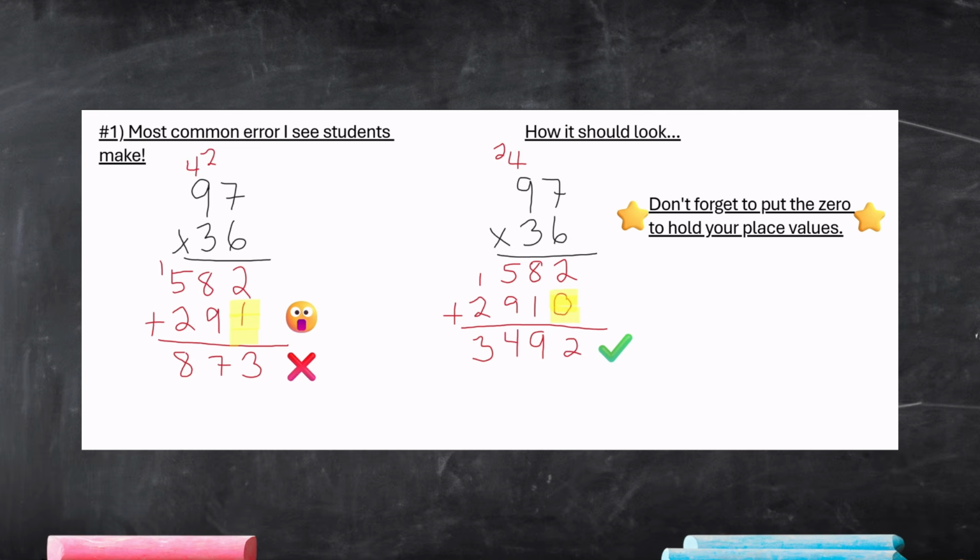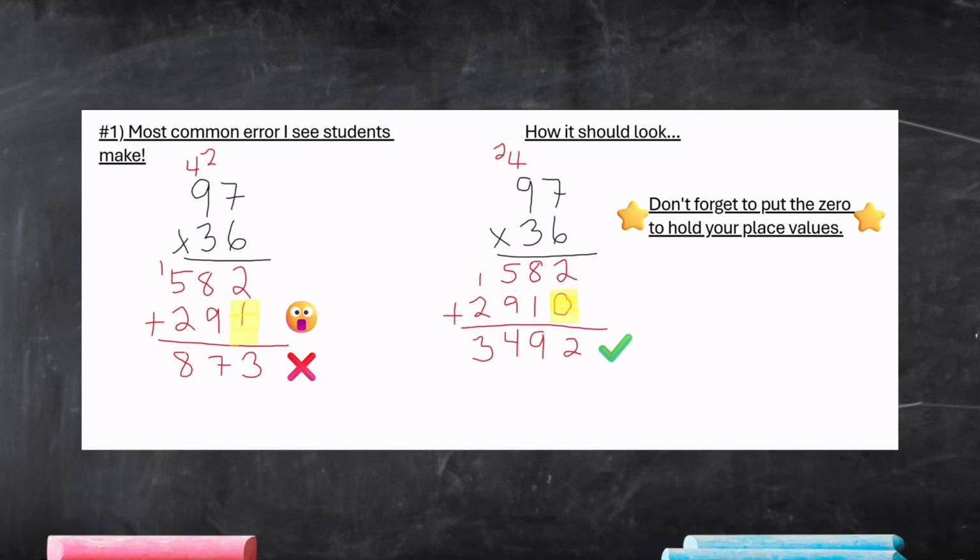The student did 6 times 7 to get 42. They carried their 4 and they wrote their 2. Then they did 6 times 9 to get 54. They added the 4 to get 58. Then they moved over to the 3, which is in the tens place, to do 3 times 7 to get 21, they carried their 2 and they wrote their 1, and then 3 times 9 to get 27, plus the 2 to get 29. Then they added their 2 partial products up to get 873.